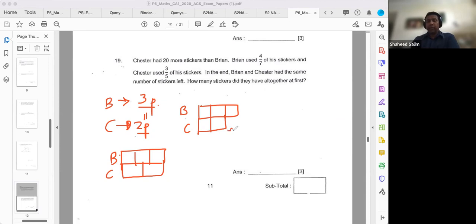Then the difference here is 20 stickers. But you look at this. This 2 units is equal to the 3 units. Yours, 1 unit same size. This one, 1 unit different size. Your next step is down here. Brian got how many? Total of 7. You must draw some more. Draw another 3.